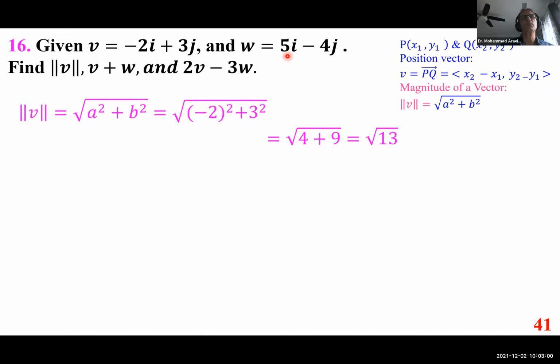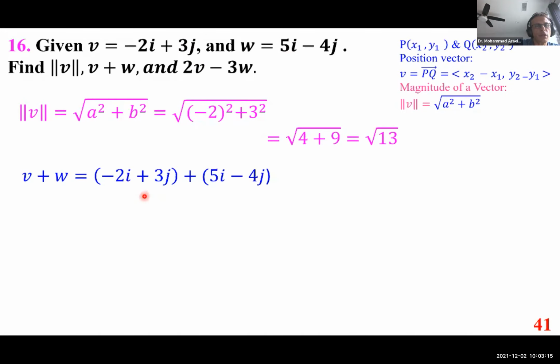What about v plus w? You just add them up. How do you add them up? Just add up like terms. If you're subtracting, it's the same way. So -2i and 5i, those are like terms, giving 3i. And 3j minus 4j is minus j. Just add up like terms. It's really that simple. Same thing happens here.